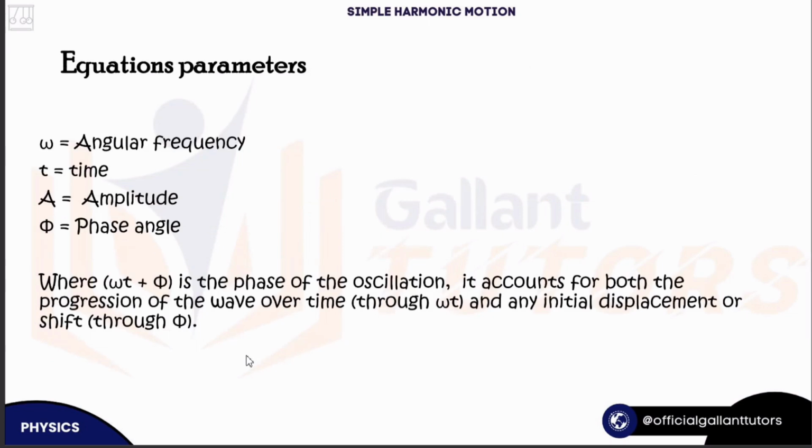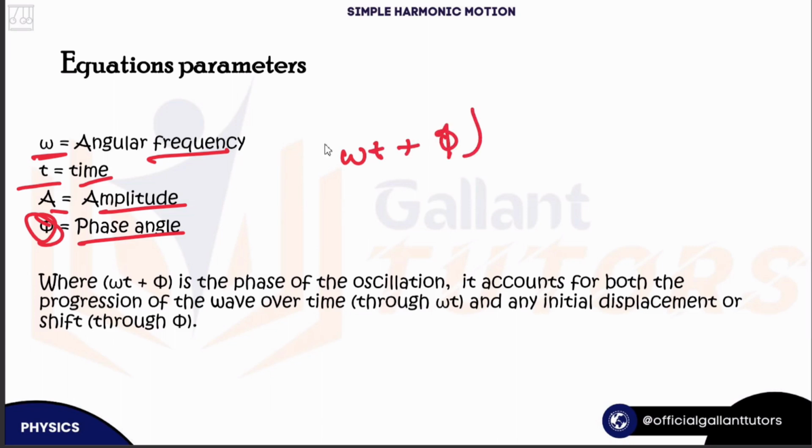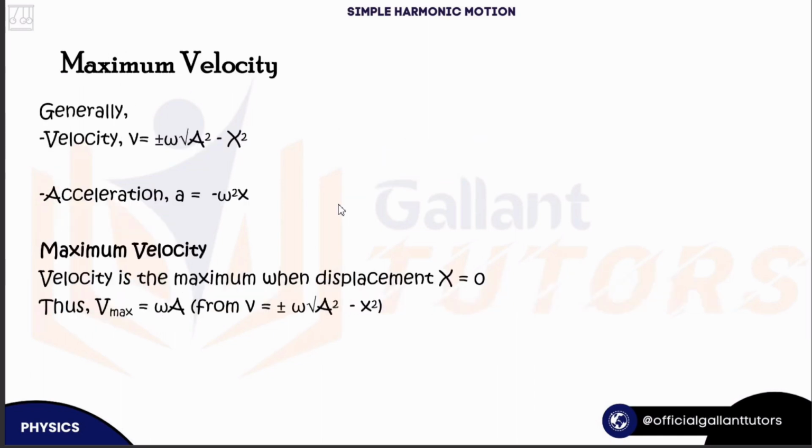Alright, so the parameters which I've listed in the previous slide: this is the angular frequency, t is the time, this is the phase angle which I've mentioned, and A is the amplitude. This, which I termed the instantaneous phase, is the phase of the oscillation. In this case, it accounts for both the progression of the wave over time and an initial displacement or shift. Okay, good. We're moving into the substance of this topic.